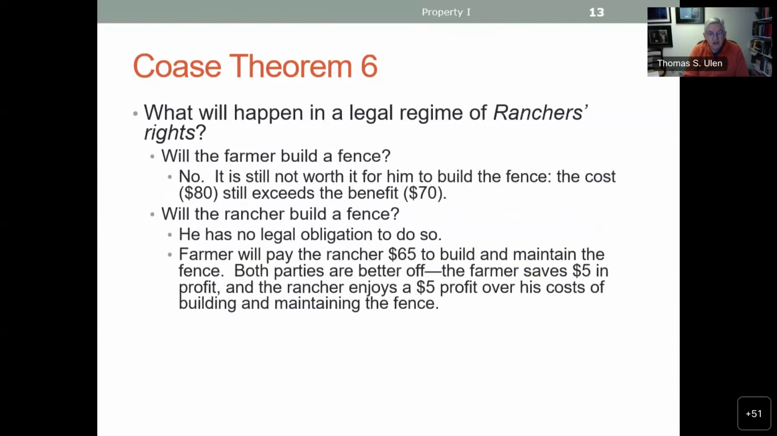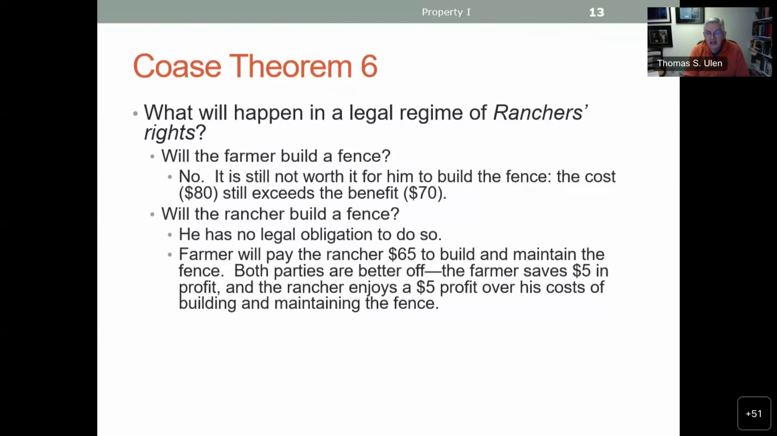Under this regime, what will happen? The rancher has no duty to supervise his cattle. Will the farmer build a fence? No. It's still not worth it for him to build the fence. The cost exceeds the benefit. Will the rancher build a fence?